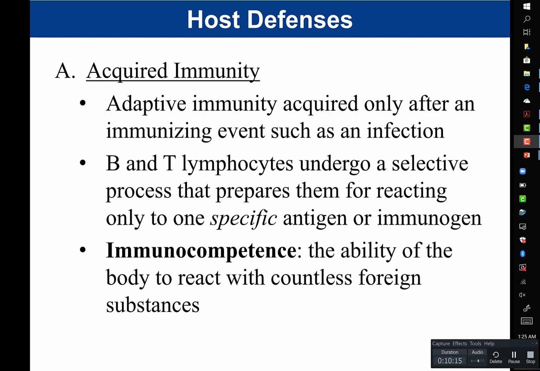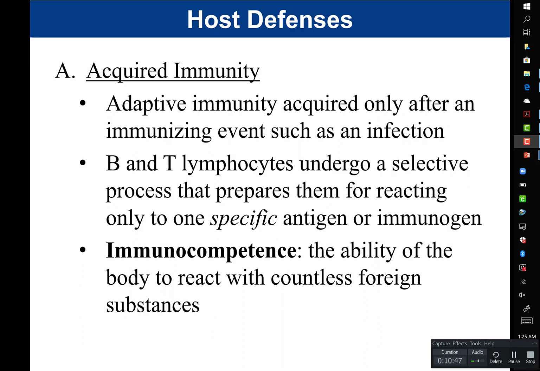So that video was your introduction to acquired or adaptive immunity. And so acquired immunity is, again, adaptive immunity that's acquired only after an immunizing event, such as an infection. And T and B lymphocytes undergo a selective process that prepares them for reacting only to one specific antigen, or what we call an immunogen.